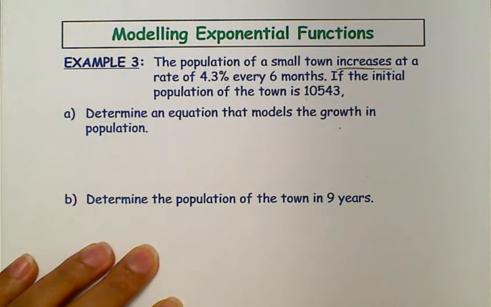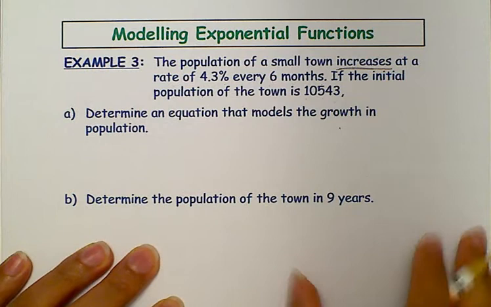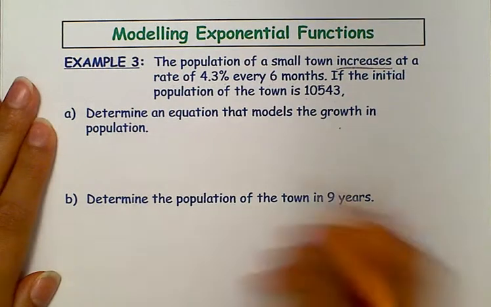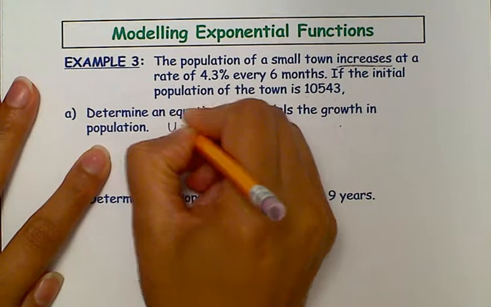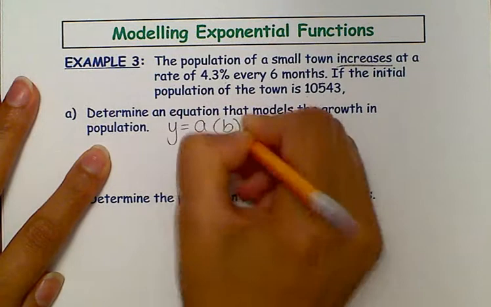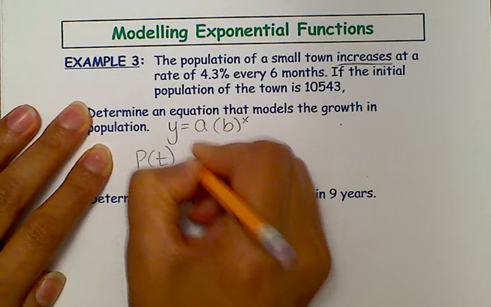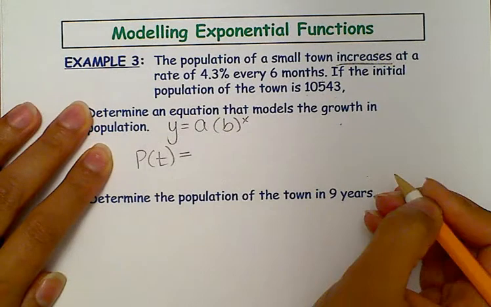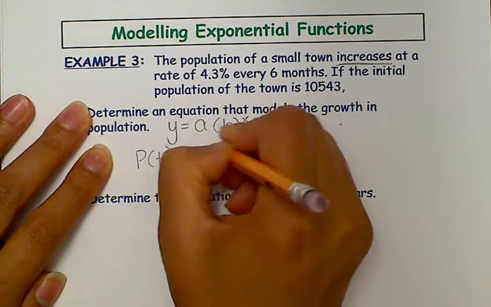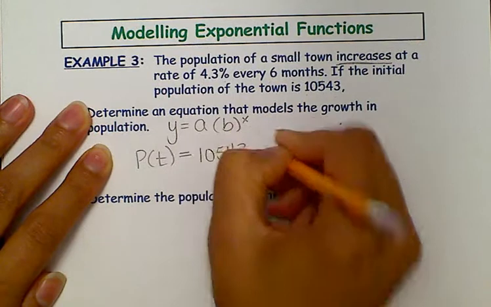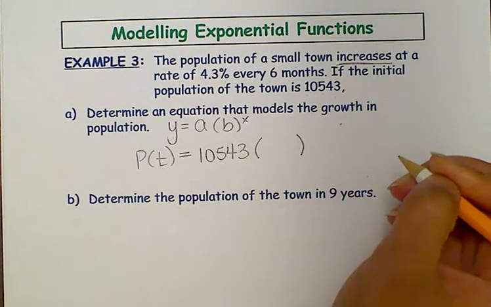So think about what your independent and dependent variables are. I know that my independent variable is time because the population is changing over time, and the dependent variable is population. So let's start with y equals a times b to the exponent x. I know I'm looking at a population over time, and that's going to equal the initial population, which is 10,543.